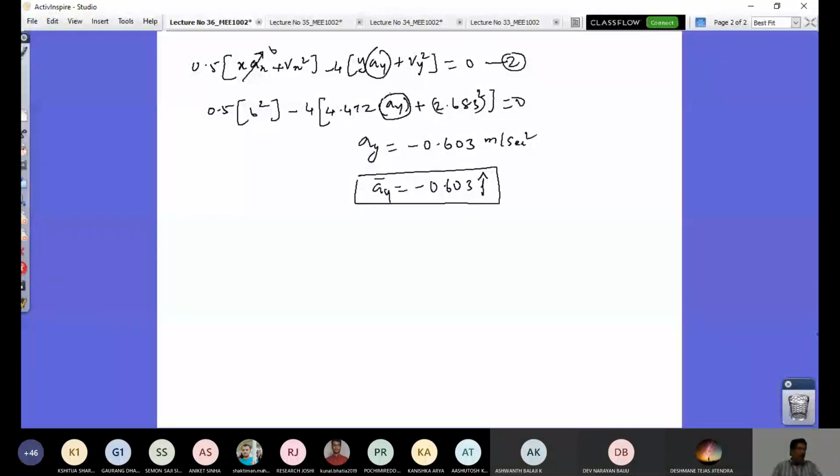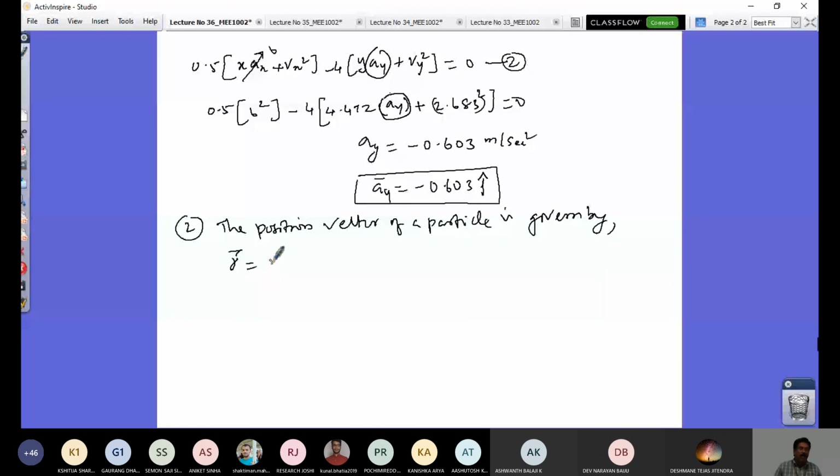Another problem. The problem here is the position vector of a particle is given. The position vector of a particle is given by r vector equals t cube by 4 i plus 3t square j. Since it is a position vector, the unit here is meters.